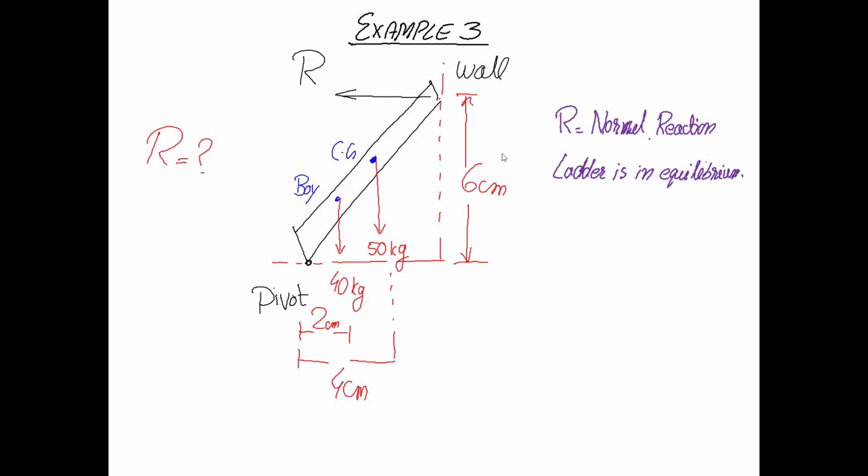When you have to find the moment, you always have to take the distance from the pivot. We have the pivot, we have the forces, and remember that the forces are not directly given. He has given us the masses, 40 kg, 50 kg. So the question has given us masses. Mass itself is not a force, it has to be converted.